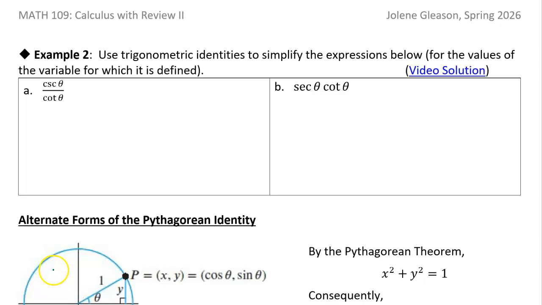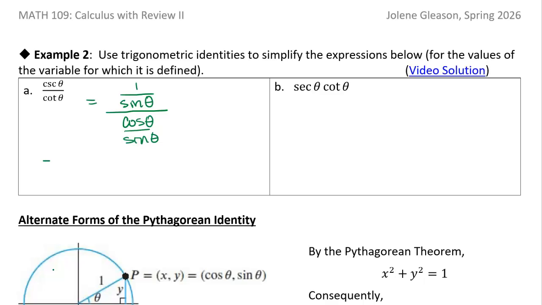Now we can simplify that if we just write everything in terms of sine and cosine. So we know that the cosecant is 1 over the sine of theta, and then we have this big fraction bar here, and the cotangent is cosine of theta over sine of theta. Now we have a complex fraction, a fraction within a fraction. So we're going to simplify that.